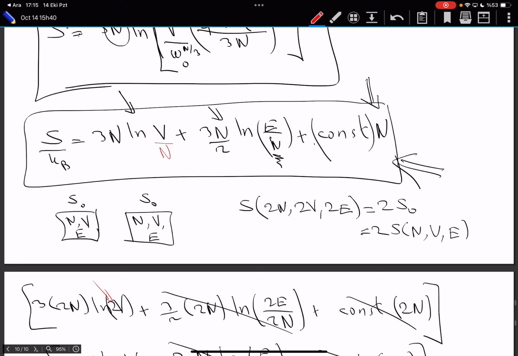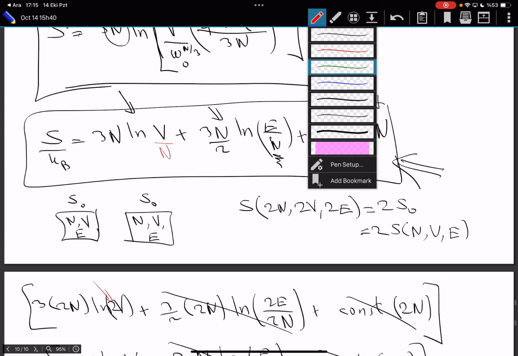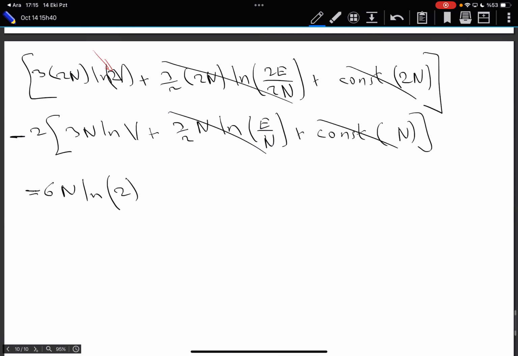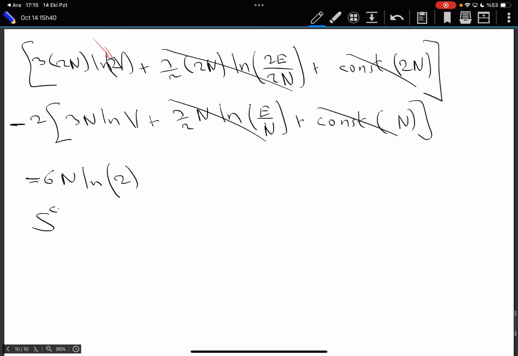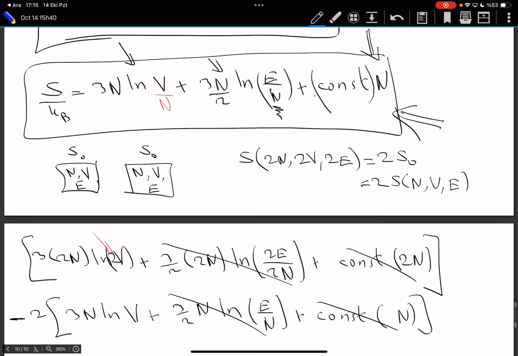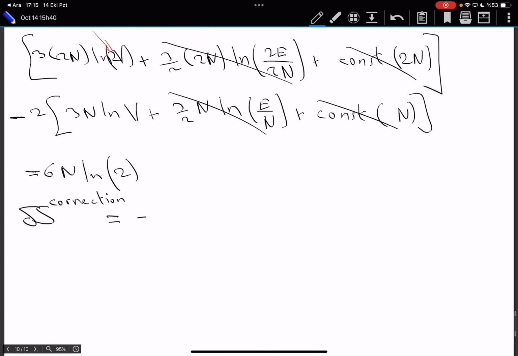So there's a problem, but the solution is also over there. You see, if I want to correct this, I have to subtract, let's say, a correction, delta S. If I want to add just that term, I have to add minus 3n logarithm of n. I have to add that term.